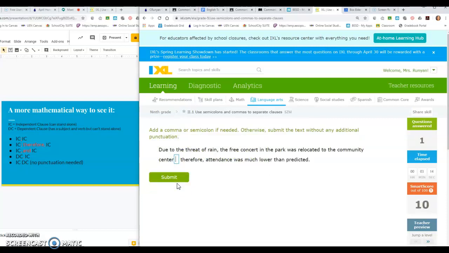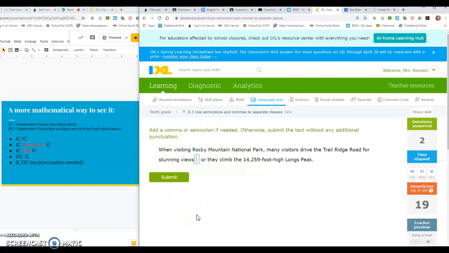Due to the threat of rain, the free concert in the park was relocated to the community center. That could stand alone as a sentence. Oh, and then we have that therefore, the conjunctive adverb right here. If we have an independent clause and then a conjunctive adverb like therefore or however, we do a semicolon before it and a comma after it like they have, and then the next part should be an independent clause. Attendance was much lower than predicted. That could stand alone. So I think we're on the right track there.